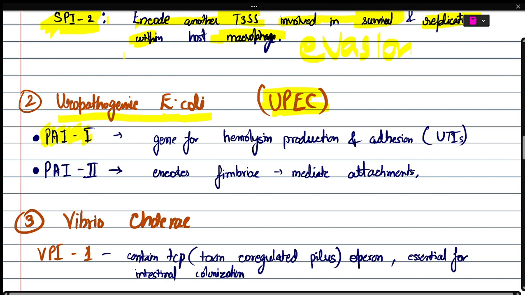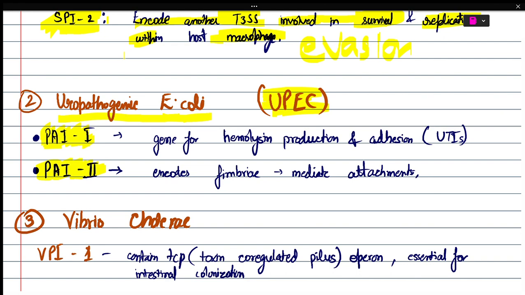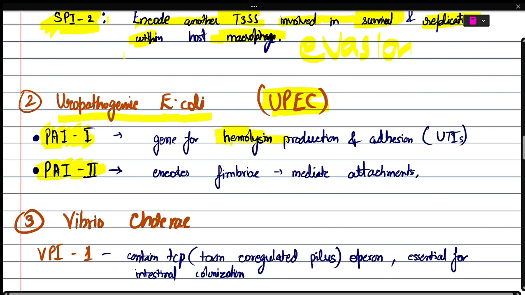Pathogenicity islands. In E. coli, you will get to see PAI1 and you can also see PAI2. PAI1 contains the gene for hemolysin production and adhesion. These two are very important for E. coli if E. coli is going to infect the urinary tract of humans.